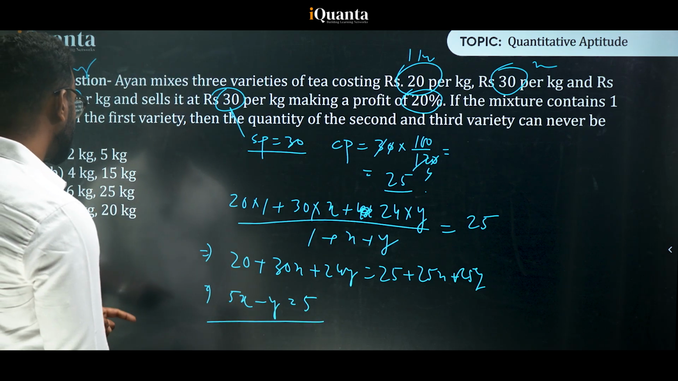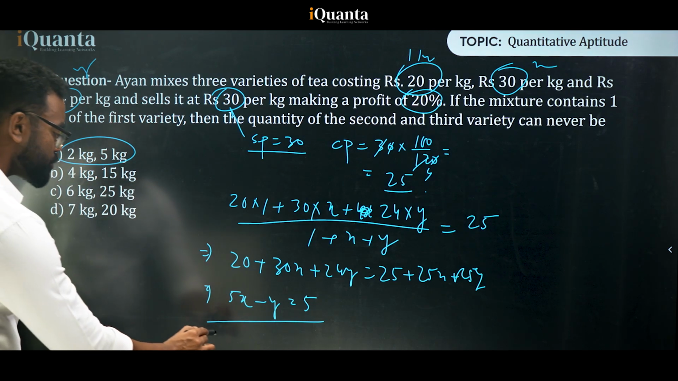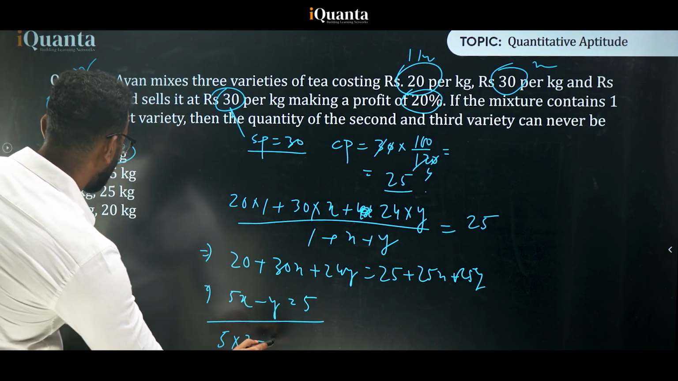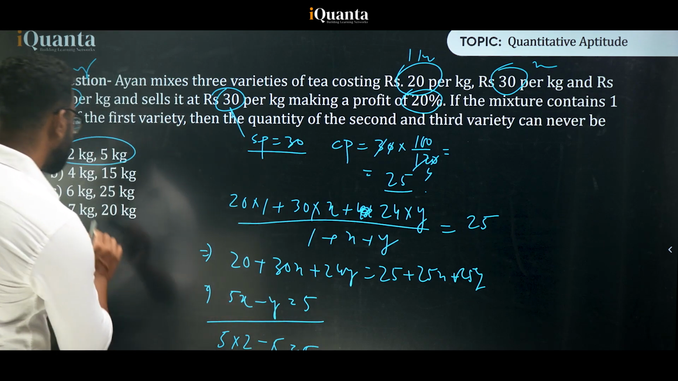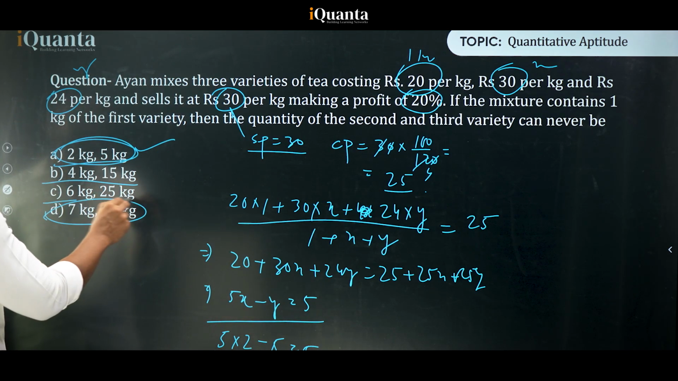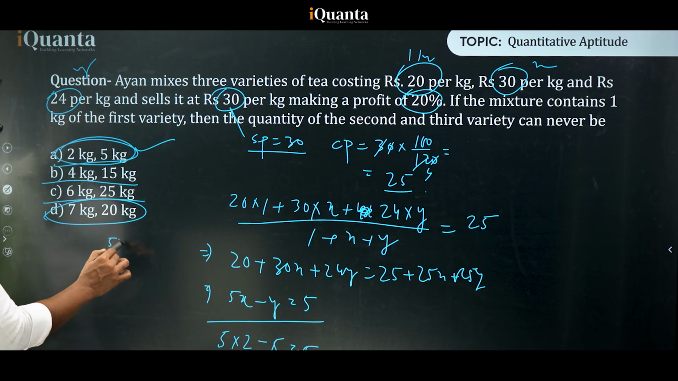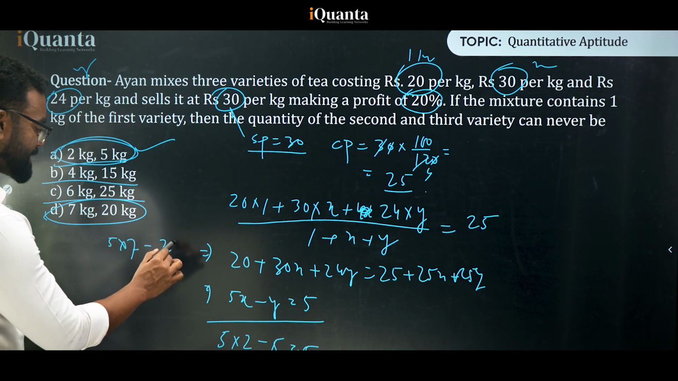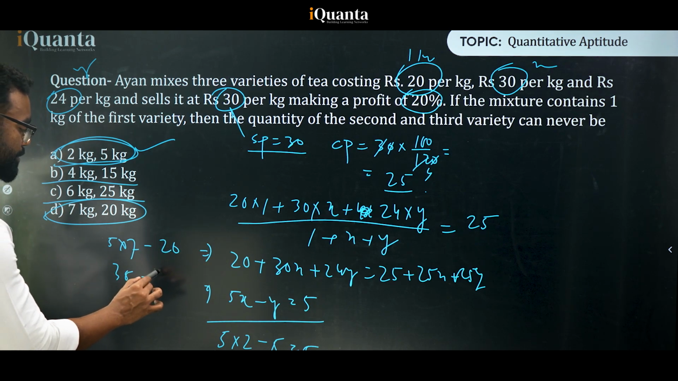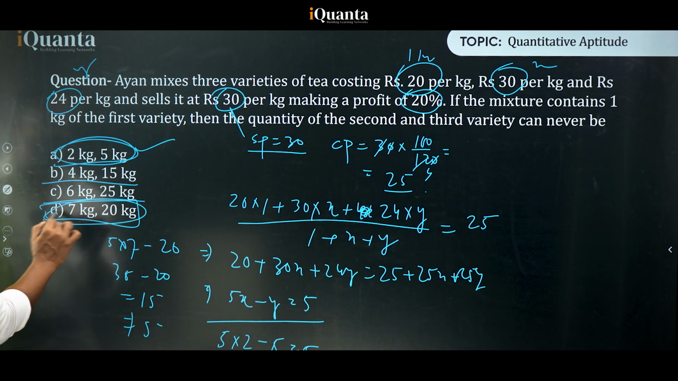Now you need to check which one is not following this. Let me give you an example: if I put 2 and 5, then 5 into 2 minus 5 is 5. That means 2 and 5 is satisfying. So just put option D: 5 into 7 minus 20, so this is 35 minus 20, which is 15. So it is not the same as 5. Hence this is your answer, option D.